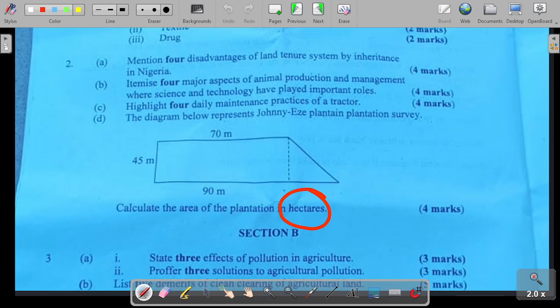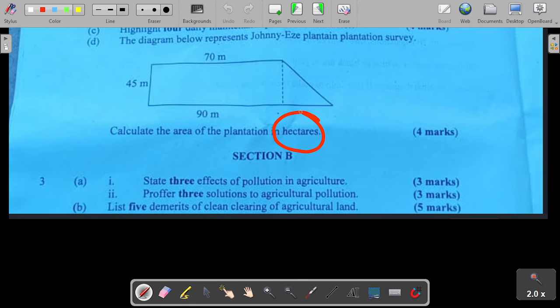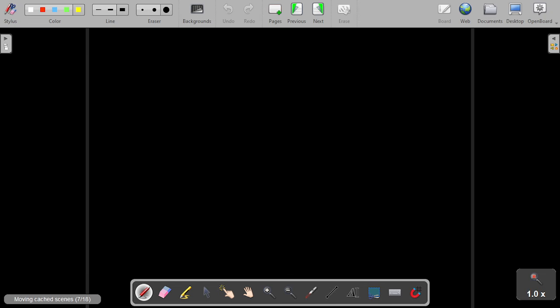Next, it says list 5 demerits, which also stands for disadvantages, of clean clearing of agricultural land. You clear it completely.